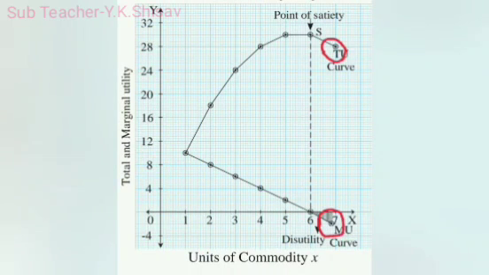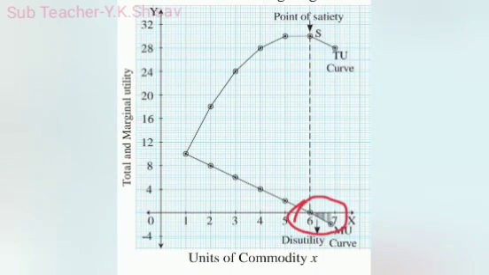Then after this point, any additional unit consumed results in a decline in the total utility, while marginal utility becomes negative. TU downward, MU negative. That means when total utility declines, marginal utility intersects the x-axis and becomes negative. It shows dissatisfaction of a consumer. In this case, TU curve starts falling and MU curve enters the negative quadrant.